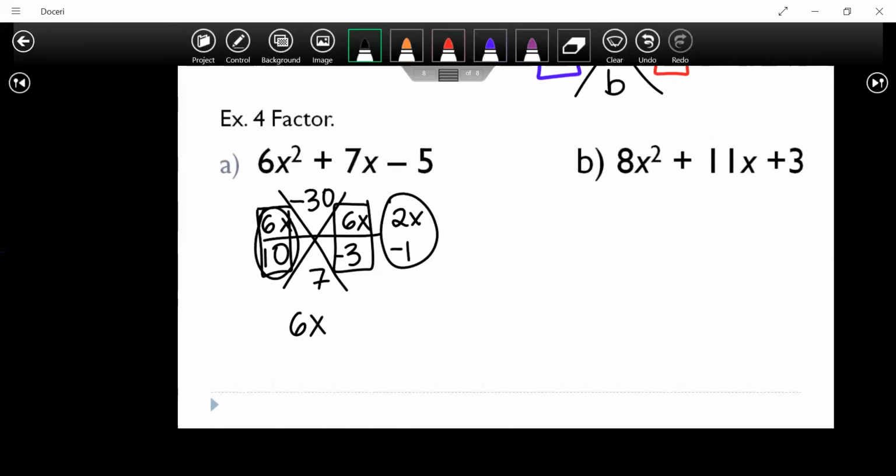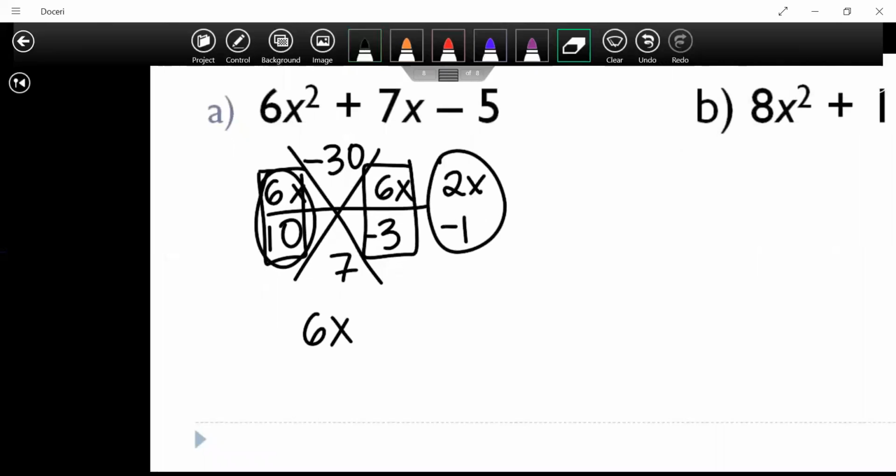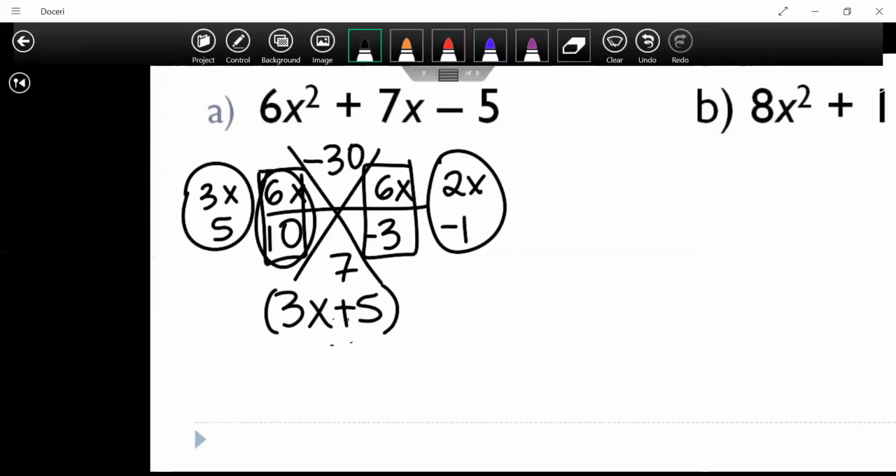Or can we reduce that too? We've got to reduce both of them for this one. So that can be reduced down to what? 3x and 5. 3x plus 5 and 2x minus 1.